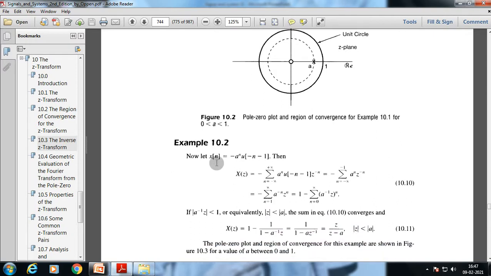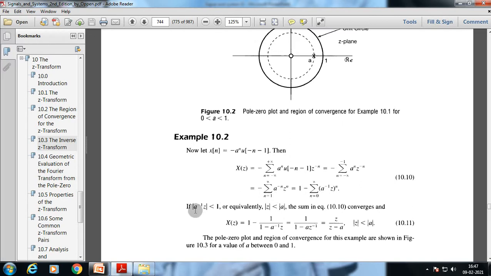Now let x of n is equal to minus a to the power n u of minus n minus 1. Then x of z is equal to minus the summation of n is equal to minus infinity to plus infinity of a to the power n u of minus n minus 1 z to the power minus n, which is equal to minus the summation of n is equal to minus infinity to minus 1 of a to the power n z to the minus n, which is equal to minus the summation of n is equal to 1 to infinity of a to the power minus n z to the power n, which is equal to 1 minus the summation of n is equal to 0 to infinity of a to the power minus 1 z whole to the power n.